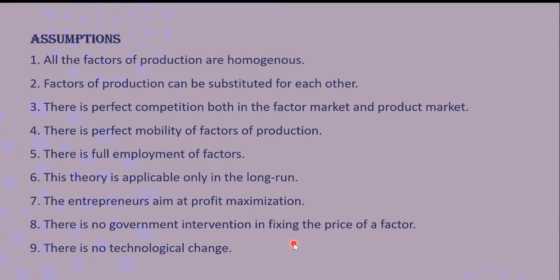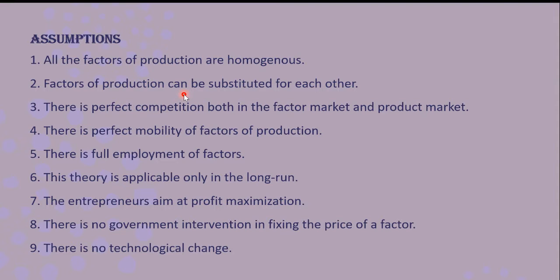As already mentioned several times, in economics, all theories have assumptions. Without assumptions, we cannot prove any economic theory. So what are the assumptions for this marginal productivity theory of distribution? All the factors of production are homogeneous. Now you know what homogeneous means? Similar. Factors of production can be substituted for each other.